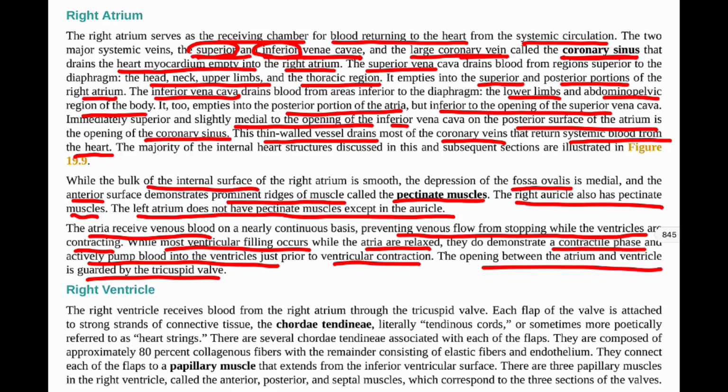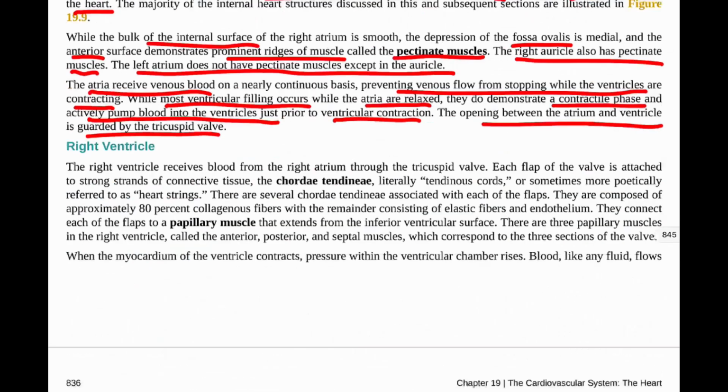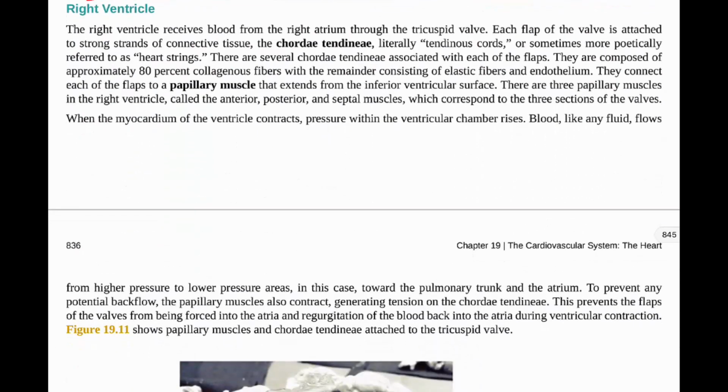So let's take a closer look at our right ventricle now. The right ventricle receives blood from the right atrium through the tricuspid valve. Each flap of the valve is attached to strong strands of connective tissue called the chordae tendineae. So the chordae tendineae are the strings that are attaching the flap of the valve to a muscle. So literally the tendinous cords, sometimes called the heartstrings.